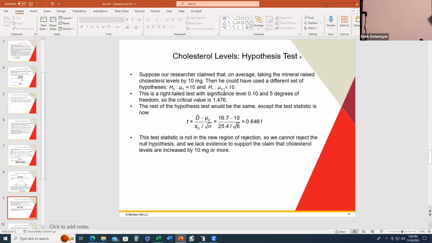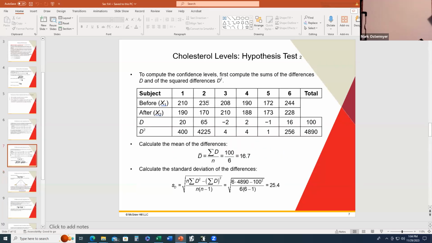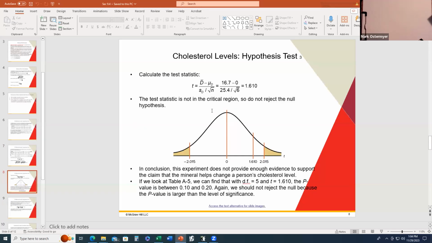Now, this will be a right-tailed test, notice, by the alternative statement. And suppose we want to test at 10%. We still have 5 degrees of freedom. We're still using the same data, all right? Nothing changes. Still the same before and after data set.